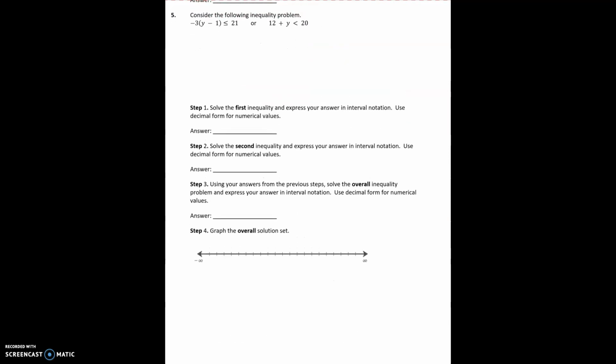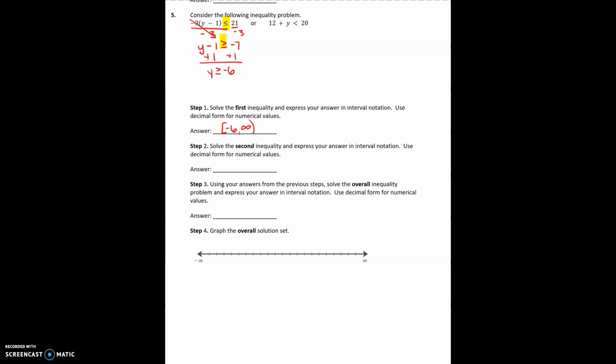For the next one, or. All right, so we're going to solve the first one. I'm going to divide each side by -3. Y minus 1 is greater than or equal to -7. We're doing a little switch on the symbol. Add 1. Y is greater than or equal to -6. So there's my first one. I'm going to start at -6 with a bracket since I'm or equal to, and go to infinity.